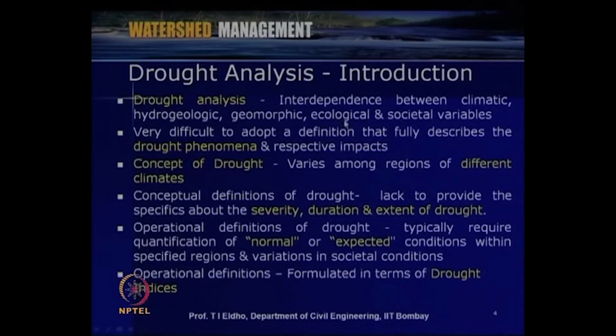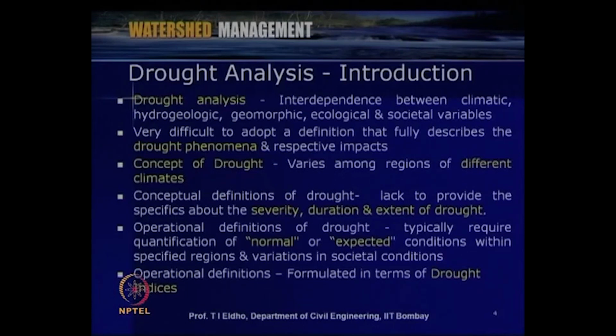So, that way we can see that all these parameters or variables are very difficult to quantify, and most of the time we can only put them in qualitative terms. So, drought analysis is a very difficult process, and it is very difficult to quantify the impacts. As we discussed last time also, the concept of drought, or its characteristics, varies among regions of different climates.